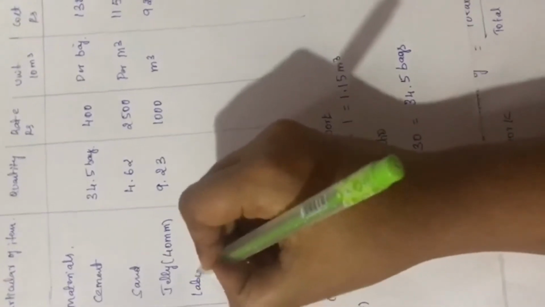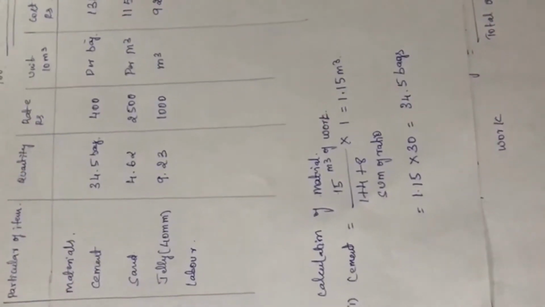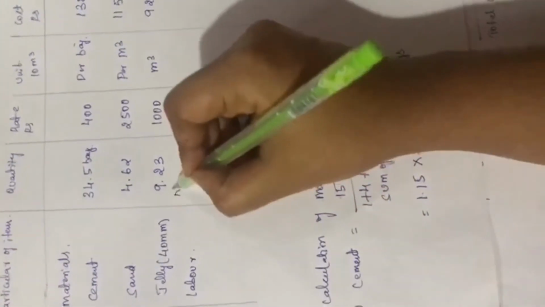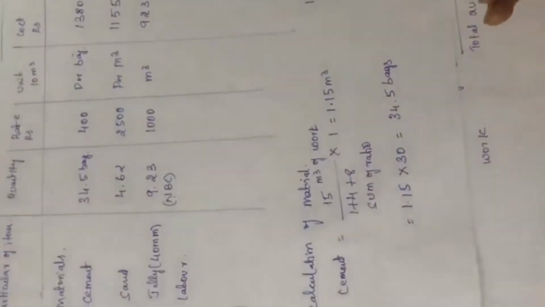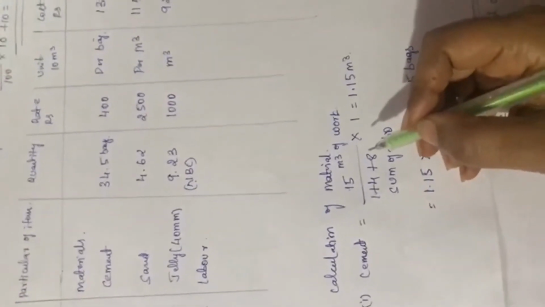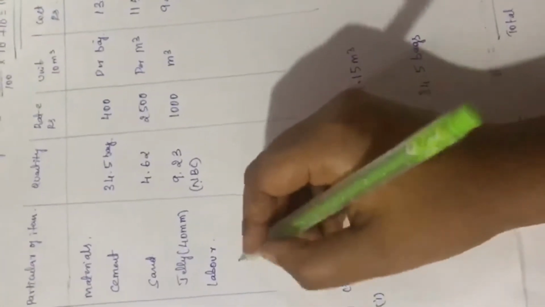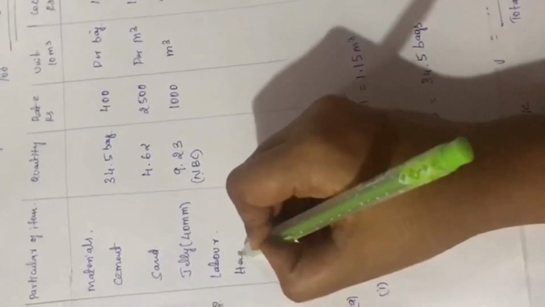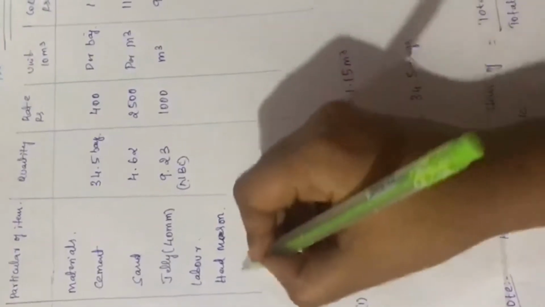When you are considering the labor, first we have to consider what number of labors we require. This will always be decided by the NBC. NBC is nothing but National Building Code. As per the National Building Code, they have provided the numbers of labors. First we require a head mason, and also a mason, a male coolie, a female coolie, and a bisti.